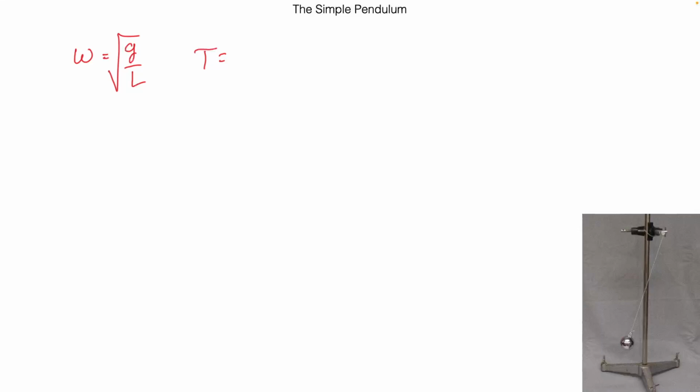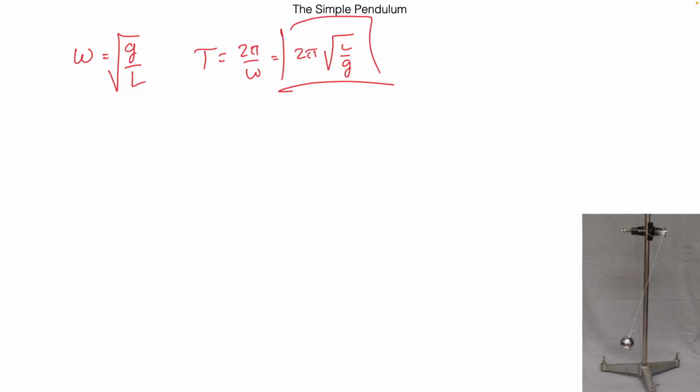This is kind of our whole reason we wanted to get there, to figure out how long it took this pendulum to swing back and forth. Well, period is equal to 2π divided by ω, isn't that straight out of our toolbox? And so 2π divided by ω is 2π times the square root of L over g. And there it is, the period of a simple pendulum. Simple meaning a mass on the end of a string.